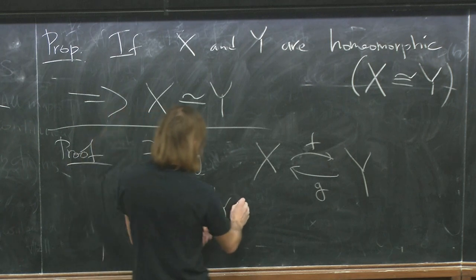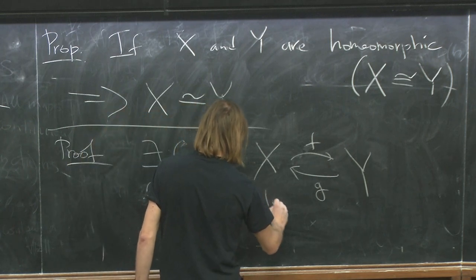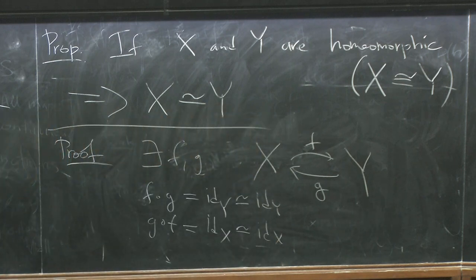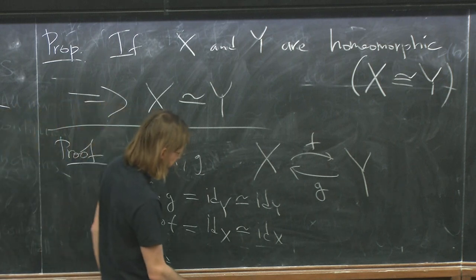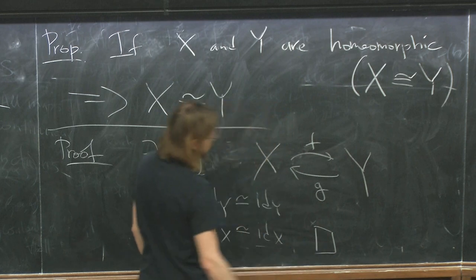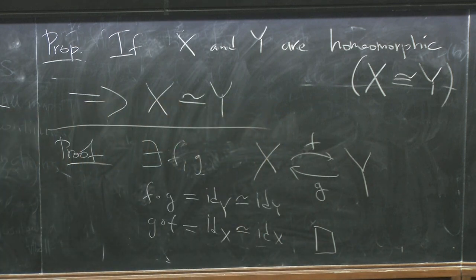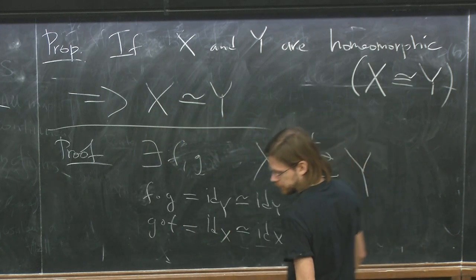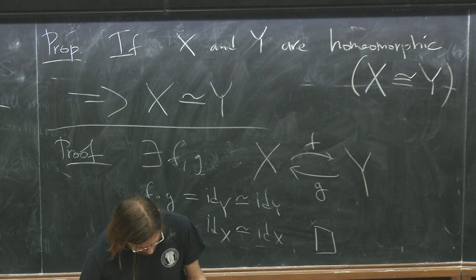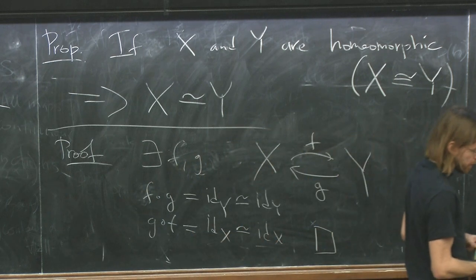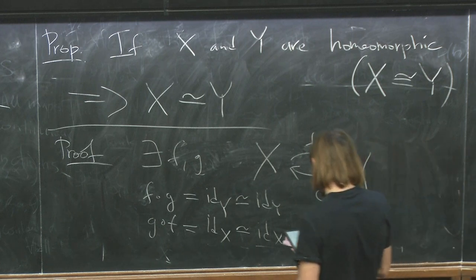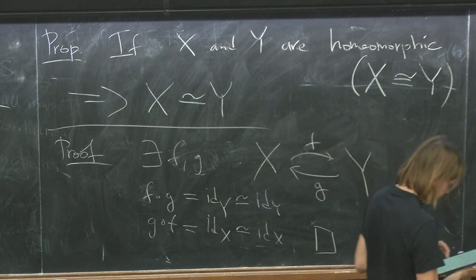But of course, we know that identity is homotopic to identity map, as we just showed a while ago that any map is homotopic to itself, and this proves it. So indeed, if two spaces are homeomorphic, they are necessarily homotopy equivalent. But the inverse, as we will see in a moment on some simple examples, is not true.